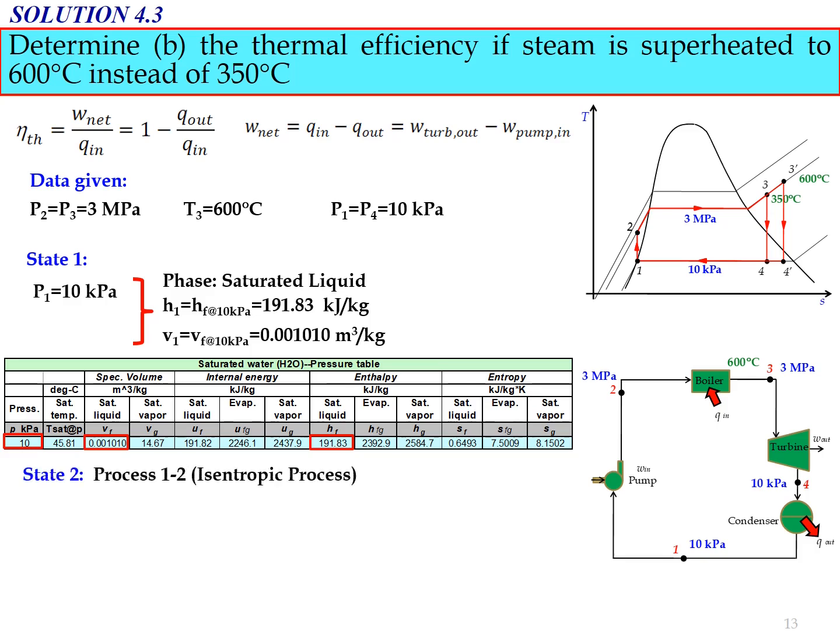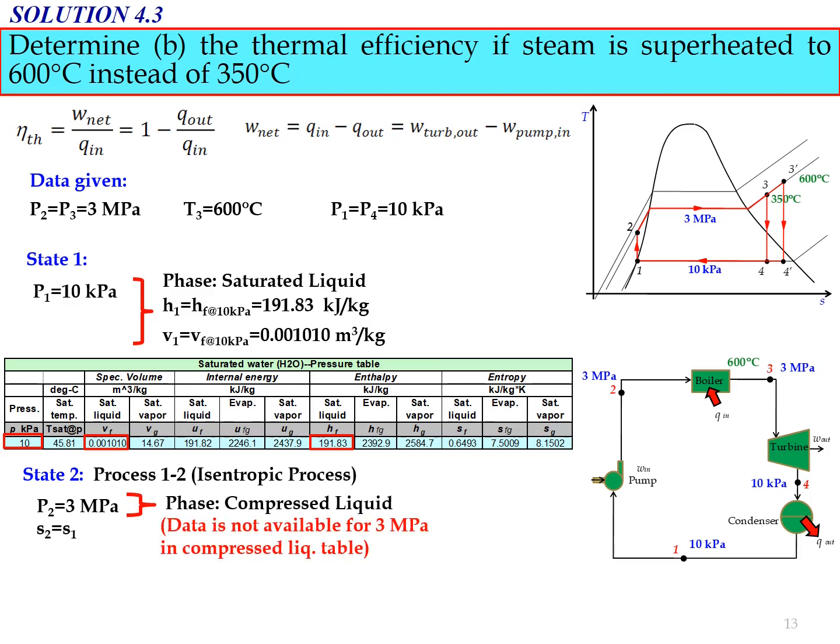Okay, similarly for state number 2, because the state doesn't change compared to question A, we will use the same approach in order to determine the value of H2 for question B. Okay, so we have P2 3 megapascal, S2 equal to S1, and the phase is compressed liquid. However, the data is not available, so we need to use the equation for W pump in, V1 multiplied by P2 minus P1 equal to H2 minus H1. Rearrange the equation, you will get the same value of H2 as the H2 value in question A.